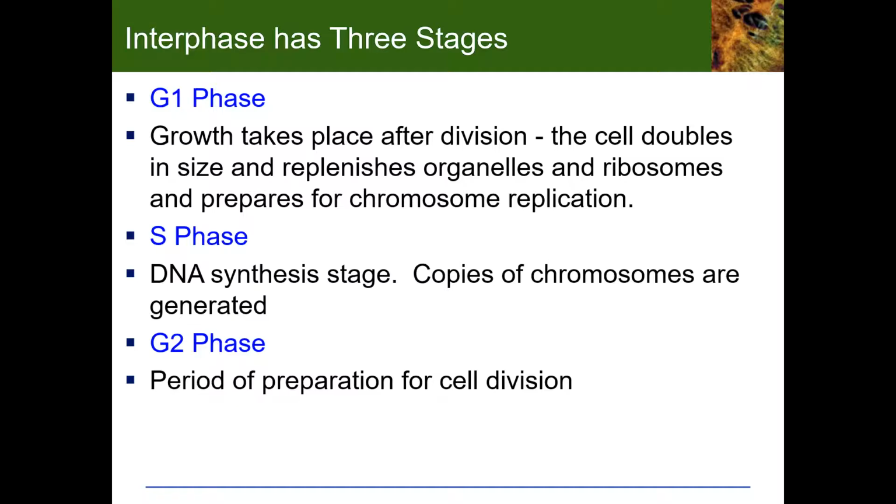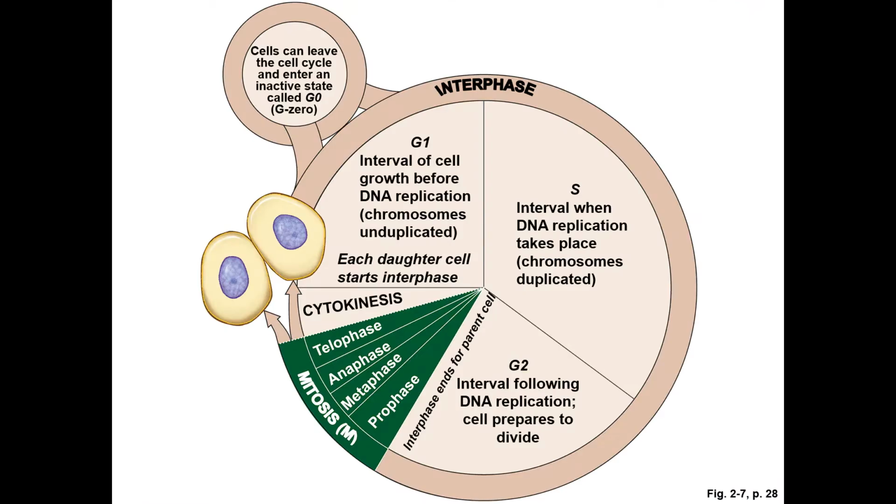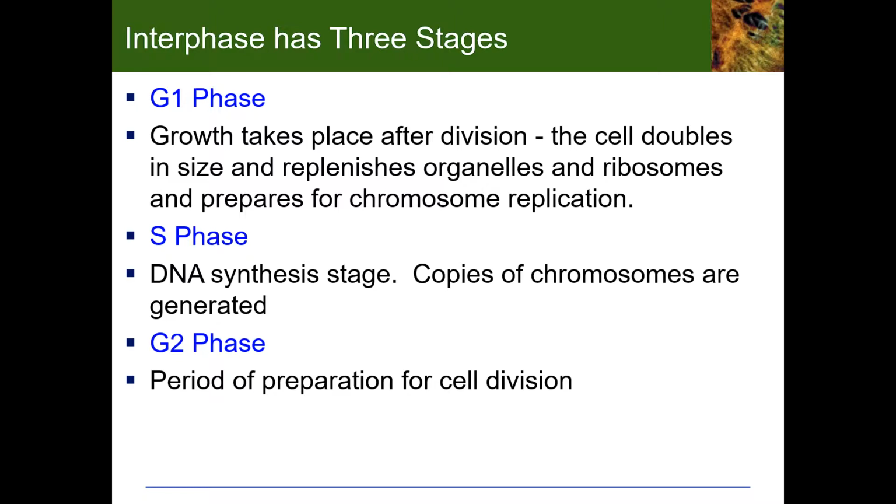So, interphase. Let's talk about those. I'll show you again here. Interphase. See the G1 there, that top left quadrant. Okay. G1 phase. Growth takes place after division. So, you had this previous cell division that's just happened, and now you're entering into G1, so growth is going to have to take place. The cell will double in size and will replenish organelles that were lost or depleted from the previous mitotic division, and also the same thing with the ribosomes. It will replace or repair and prepare for chromosome replication again. It'll then enter into S phase, which is the DNA synthesis stage. Copies of chromosomes are generated, and finally it'll go to G2 phase, which is the period of preparation for cell division.